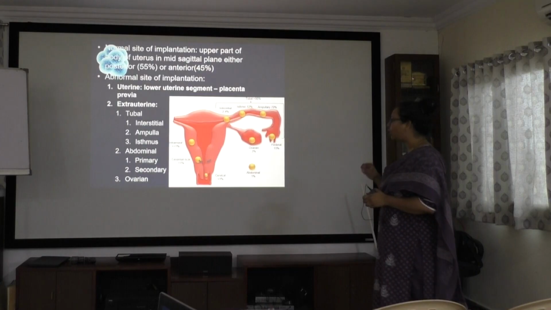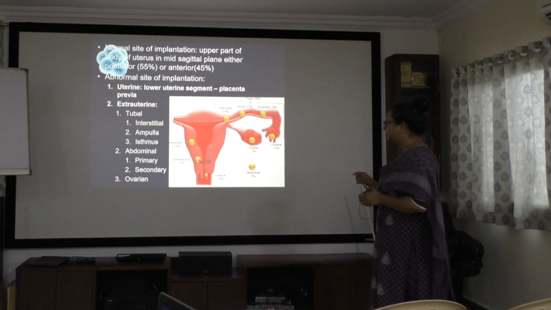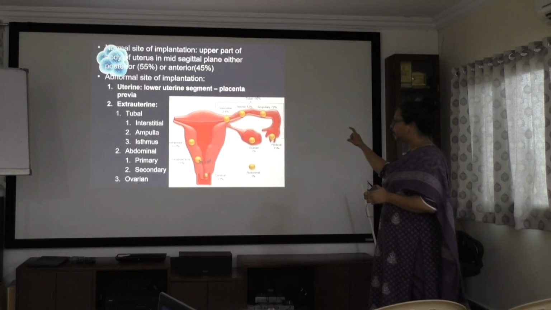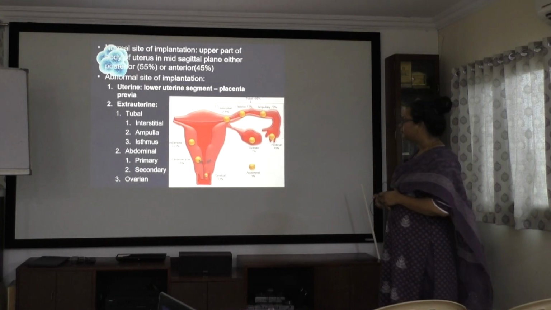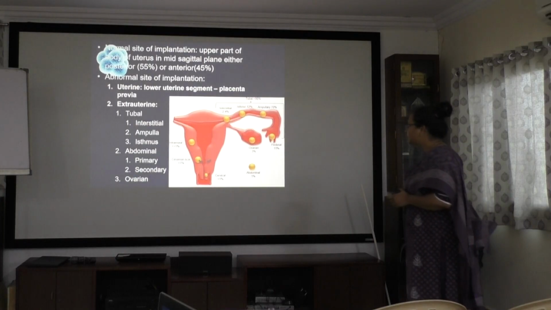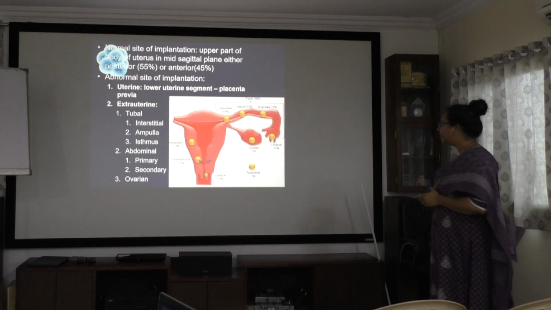Abdominal implantation is always secondary to the ruptured tubal pregnancy. Primary abdominal implantation is very rare, and in some cases we can see ovarian implantation also.